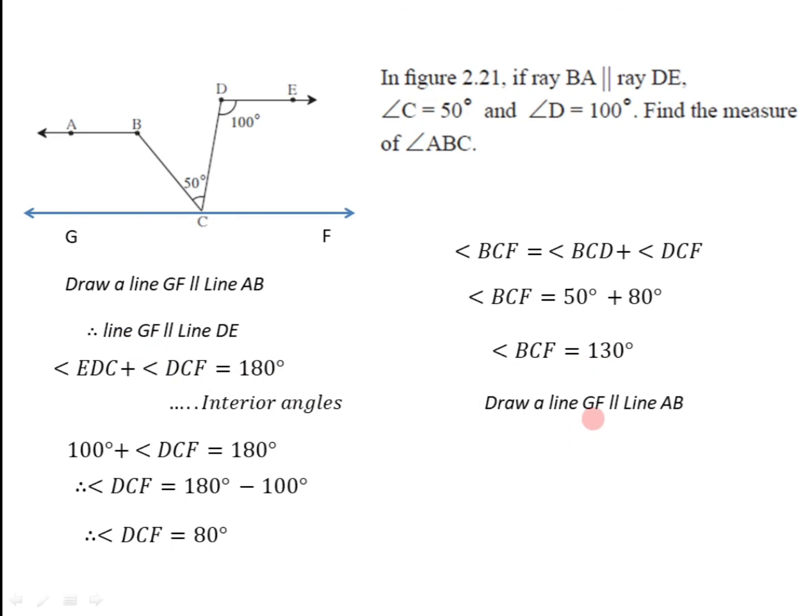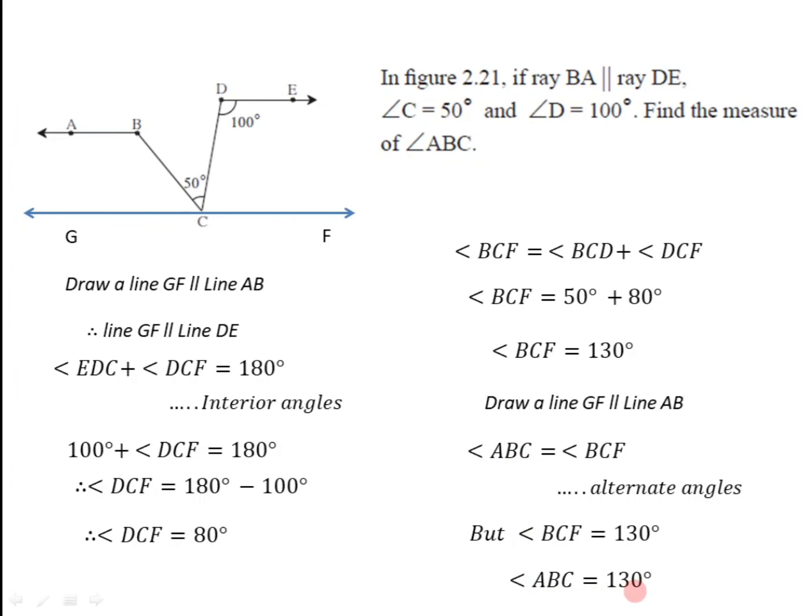Now again consider line GF, which is parallel to line BA also. Now this time if we consider BC as the transversal, then we have a pair of alternate angles, angle ABC and angle BCF. We know that if two lines are parallel, then alternate angles are congruent. That's why angle ABC is equal to angle BCF, as these are alternate angles, and angle BCF is 130 as we have just found. That's why the measure of angle ABC is also 130 degrees. So that is what we wanted to find: the measure of angle ABC is 130.